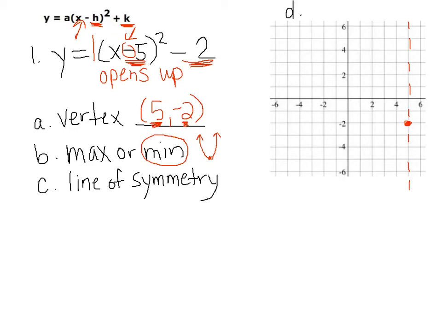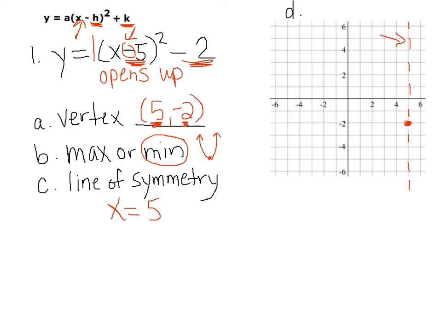Well, how would you write the equation for that line? Well, it's going through the x-axis. That means that every point on that line is going to be 5. So the equation for the line of symmetry is x equals 5.